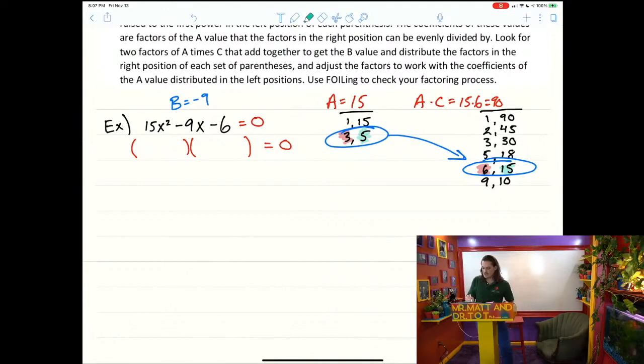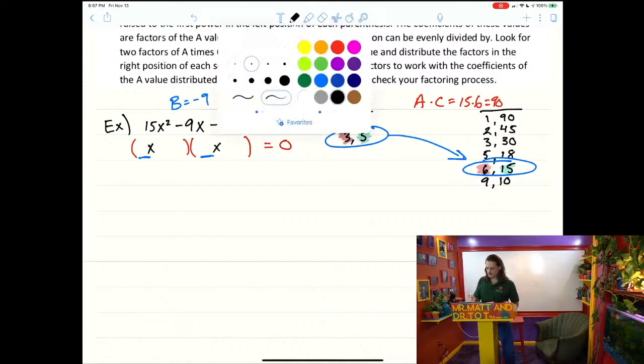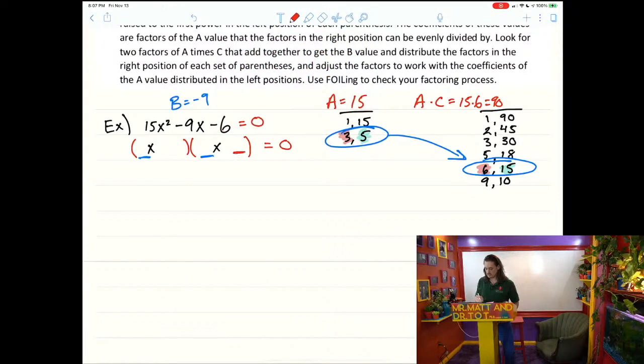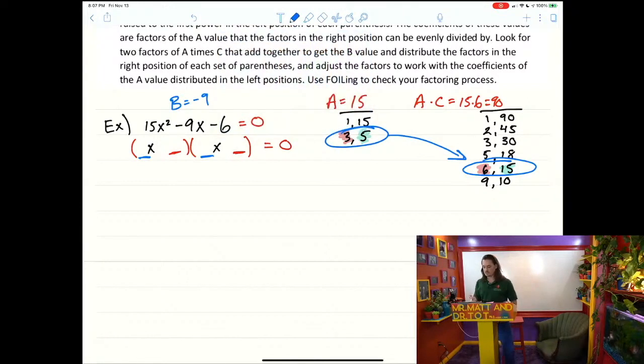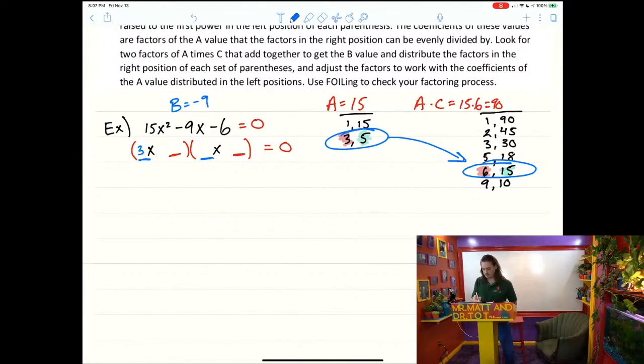So I'm going to assign the positions on the left that are going to have a variable next to them. So let me just go ahead and write in the variable x. And then I basically have 2 positions, a left position and a right position. The left position is going to be the coefficient of the x values. And so those are the A values here. So I'm stuck with those. I have to pick 3 or 5 or 1 and 15. Because in order to get an A value of 15, you have to assign the left positions first based on the A values, the factors of A.